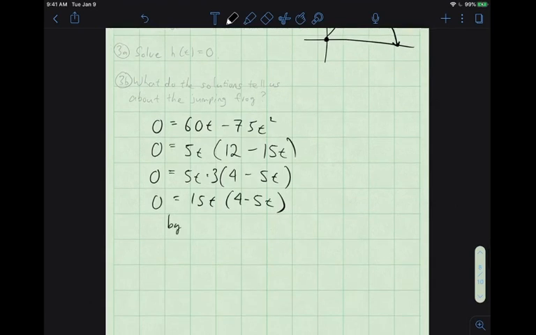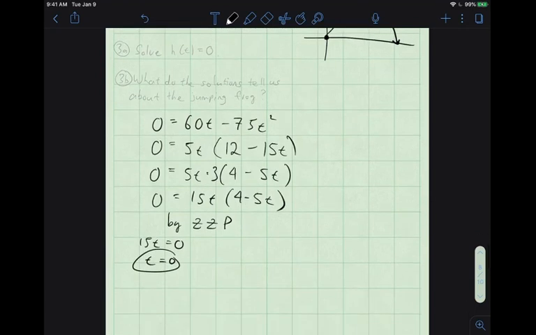So by zero product property, 15t equals 0. t has to equal 0 here. That's one answer. And the other one, 4 minus 5t equals 0. Minus 4, negative 5t equals negative 4. Divided by negative 5, divided by negative 5, t equals 4/5, or 0.8 seconds.